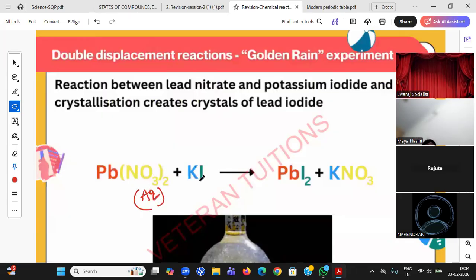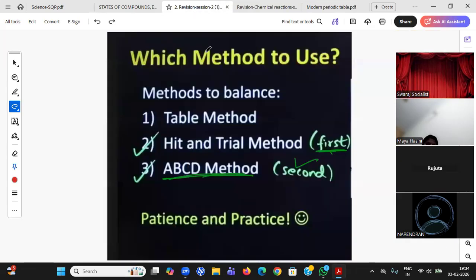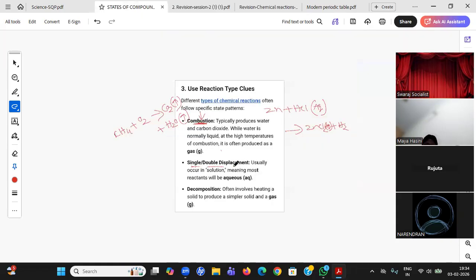So the state will be aqueous. Lead iodide I mixed with water. That is what I said. Just now, what did I say? Whenever you are taking double displacement, probably most of them will be aqueous. Why, sir? Why will they be aqueous?